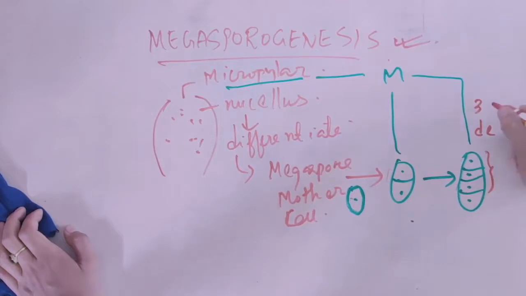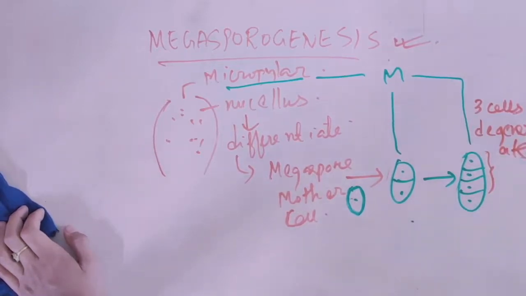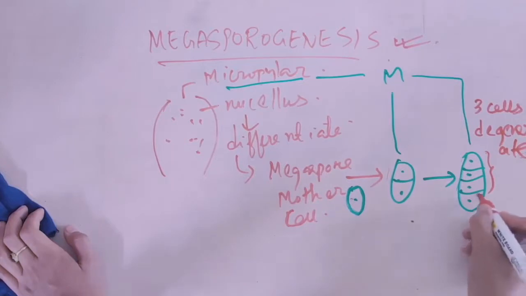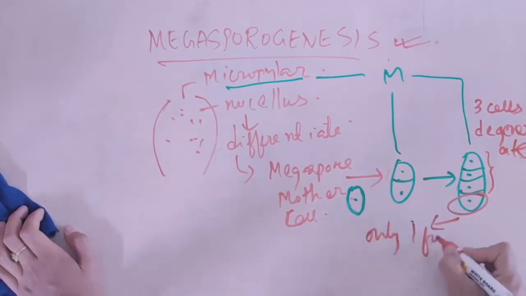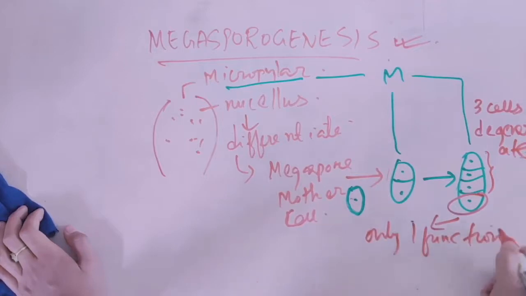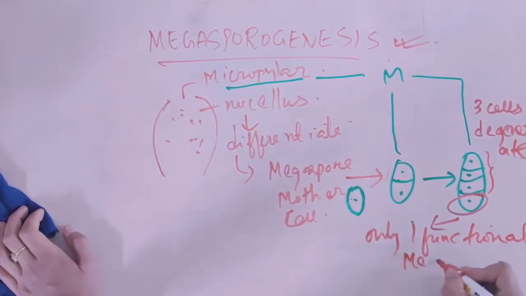Three cells. The three cells in the micropylar region will degenerate and only one will be functional. Only one will become functional. Why one functional megaspore.